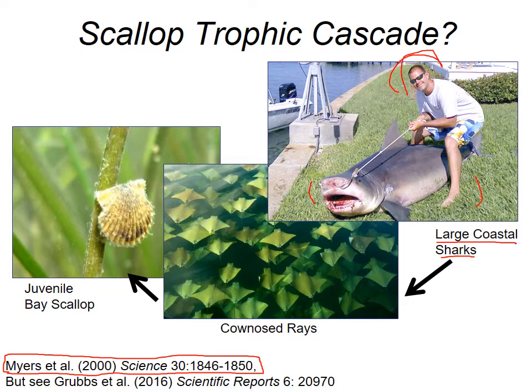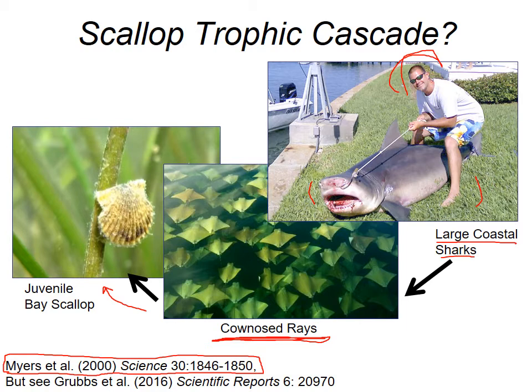So the idea was that large coastal sharks have been overfished, and that was supported in the data. There are definitely far fewer large coastal sharks than there used to be. And the cow-nosed rays, these beautiful, graceful brown rays, seem to be quite abundant. Myers said he thought that the abundance of cow-nosed rays was getting unnaturally large due to a lack of predators, and that these rays were then feeding excessively on benthic bivalves like scallops and oysters, and therefore decreasing the populations of these creatures.